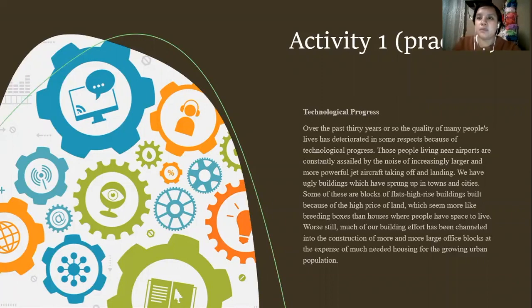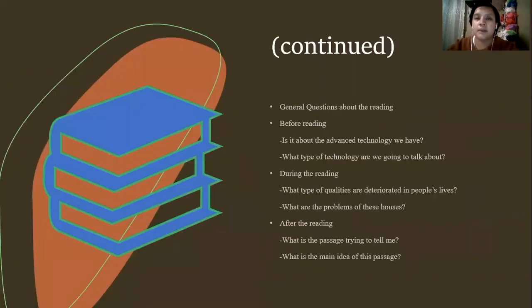I actually came up with my own so you guys can get an idea of what I came up with and how you guys can use this to create your general questions about the passage. So these are mine. I sectioned this out with before, during, and after. Before I read the passage, I asked, is it about the advanced technology we have? And the other question I asked was, what type of technology are we going to talk about?